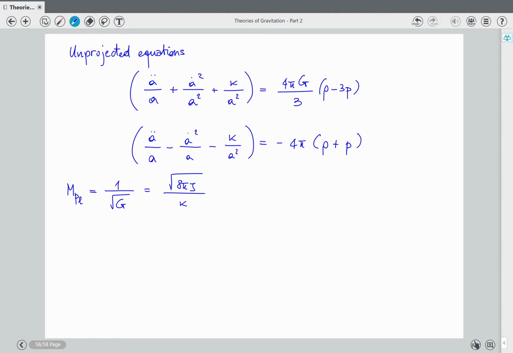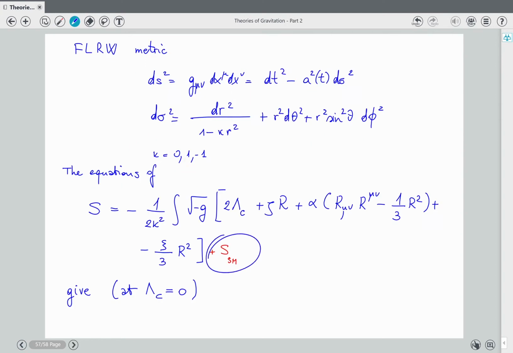So it may be included into the stress tensor for the matter part, and the matter part here is simplified by assumptions that are made with the Friedman-Robertson-Walker metric, which is that you have isotropy and homogeneity. Isotropy means that you have invariance under rotations, and homogeneity that you don't have dependence on space coordinates but just time.